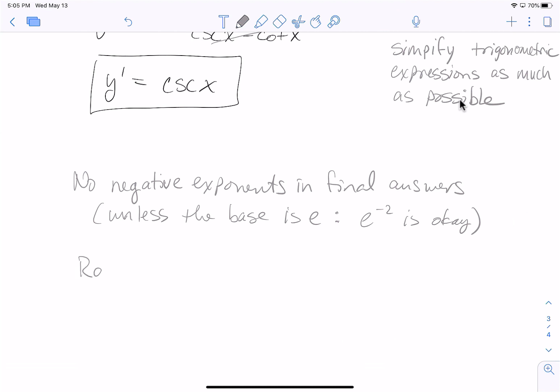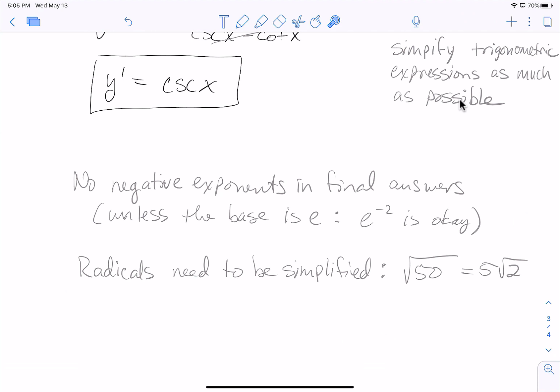Last thing I'll say is radicals need to be simplified. As in the square root of 50, for instance, is 5 times the square root of 2. No perfect square factors inside of radicals. It's fine if the square roots or the radicals are in the denominator, no problem. But pull out perfect square factors. Please. And all this isn't just me, the math folks say this is what simplified looks like.